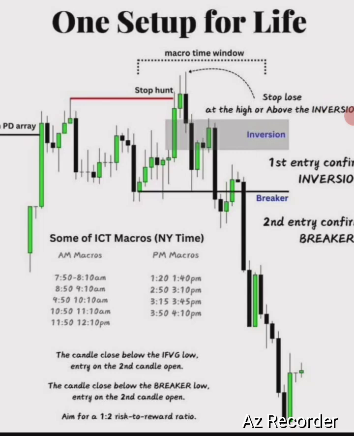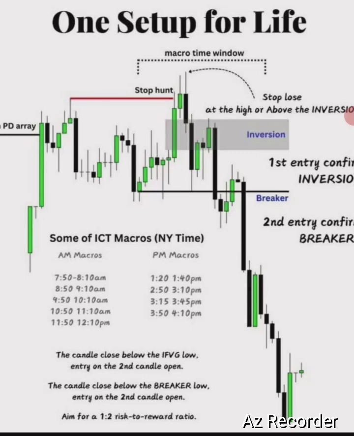This designates a period where significant price movement is expected, marked by the dashed line. So the stop hunt and the price movement are the red line. So where the market is pushing beyond the high to trigger stop-loss orders before reversing.